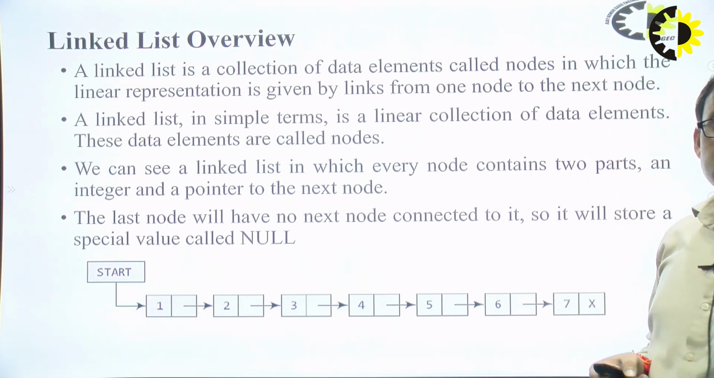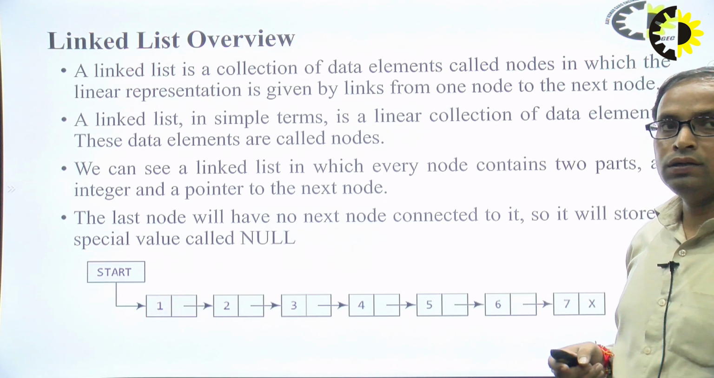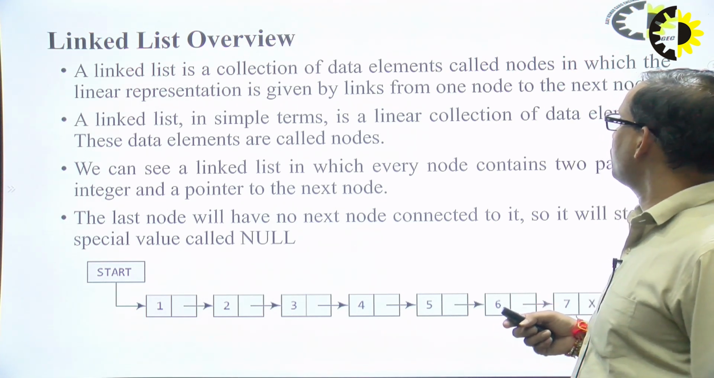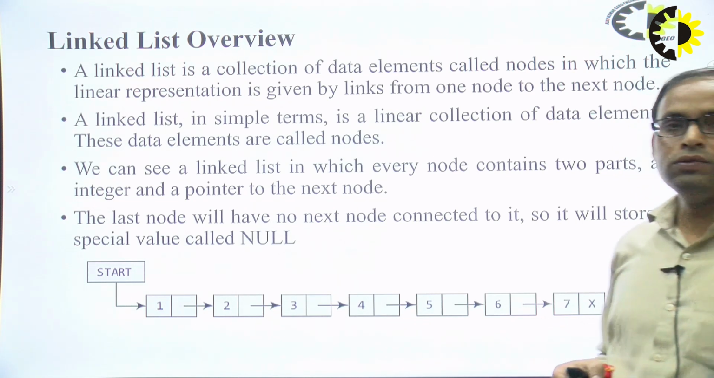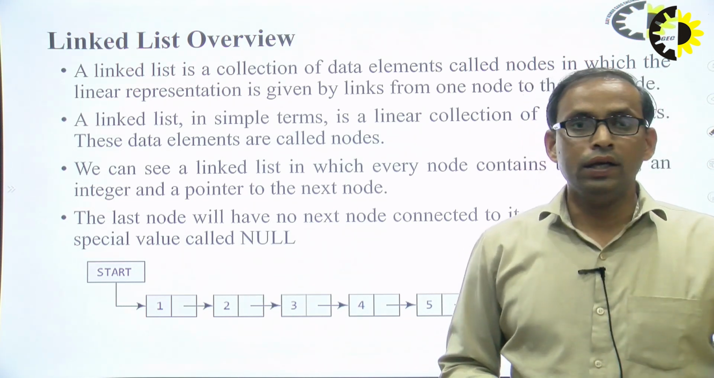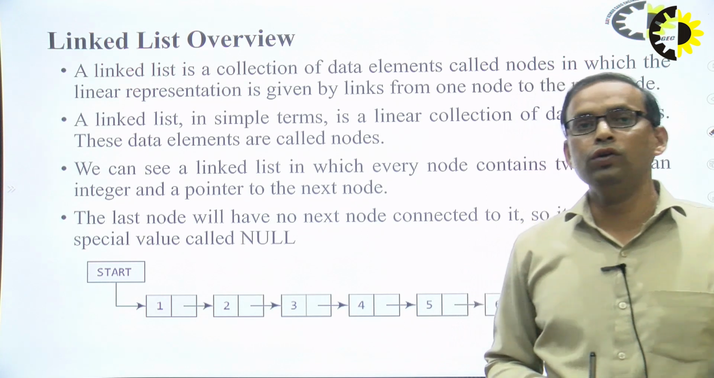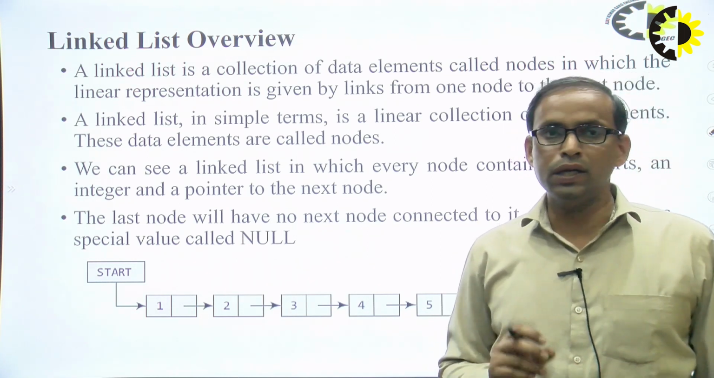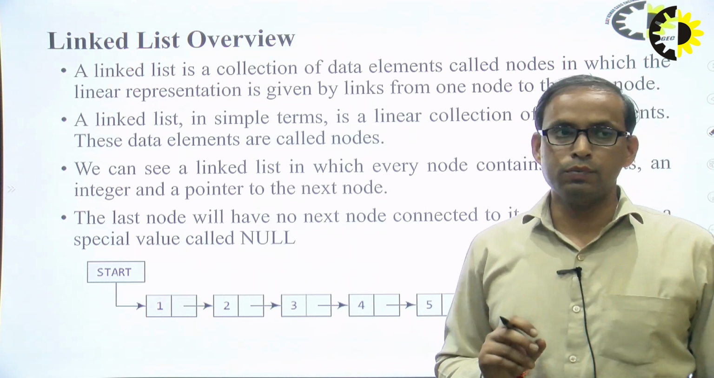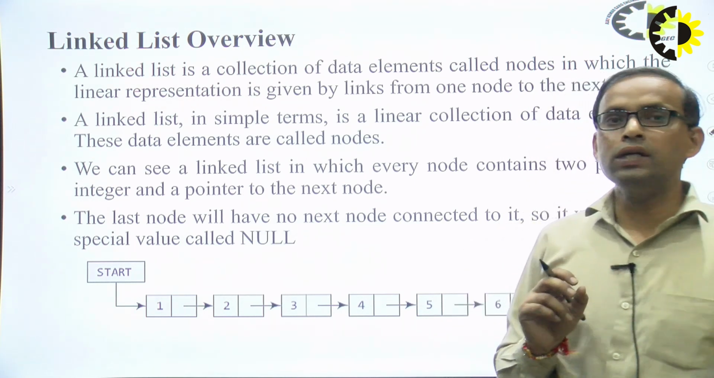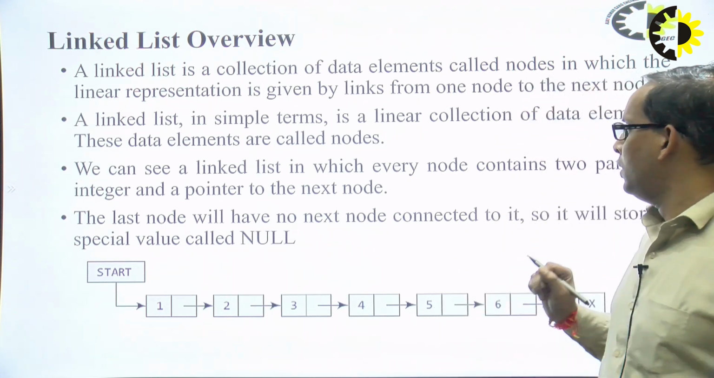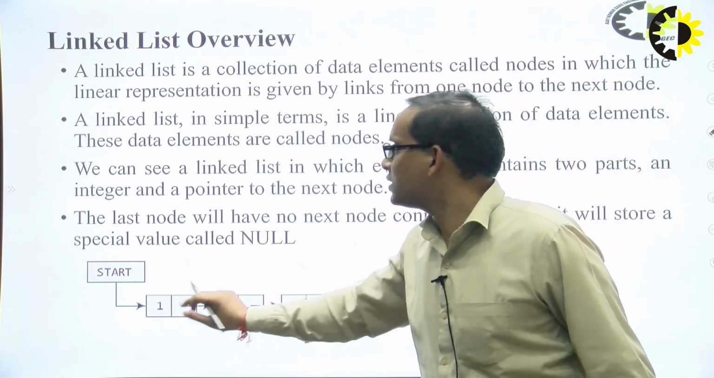Actually, linked list is a collection of data elements called nodes, in which linear representation is given by the link from one node to the next node. It means in order to store the data in a linked list, it is stored in the form of nodes, and basically a node has two parts. The first one is the data field and the second one is the next field. So in case of linked list, data is stored in the form of nodes, and a node has two parts. The first one is the data field and the second one is the address field.